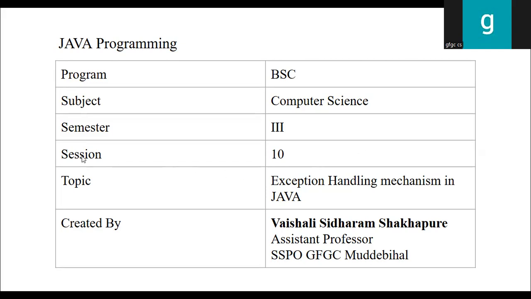Now I am going to explain the last session of this particular unit number 4. Total 10 sessions are there. This is the last session. Unit number 4 is event handling. Our topic for this last session is the exception handling mechanism in Java.